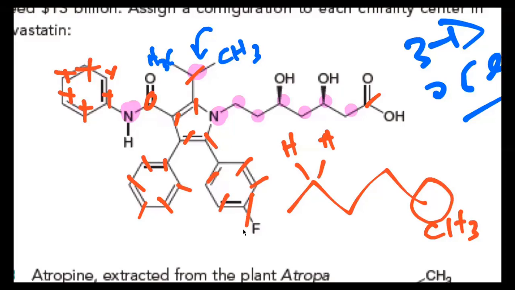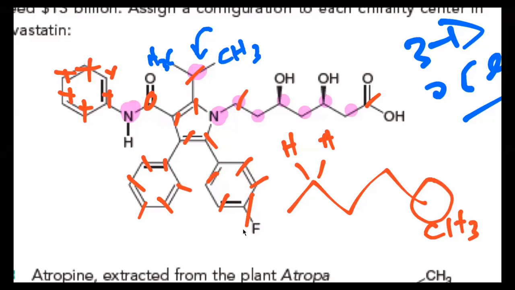Make sense? Wait, are you canceling the ones with the same groups? Yeah. So which ones can we cancel out? We're trying to find the chiral centers, right? One of your criteria is that it has to have 4 different groups attached. Could you cancel out the ones that are next to the nitrogen? Are you talking about in the ring? Yes. We already canceled those out because they're all sp2 hybridized.